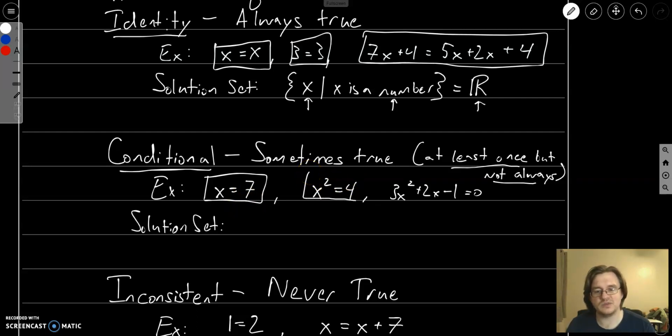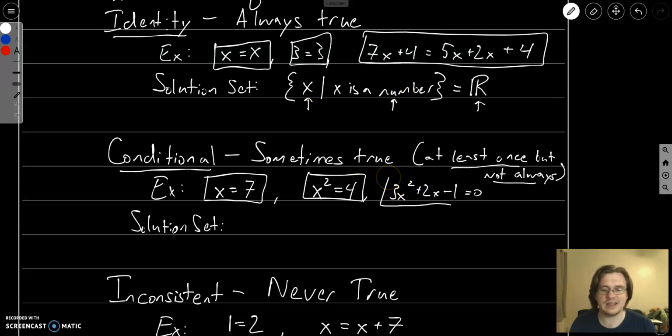This next equation, we can see, okay, this will be true when x is 2, but it's not true when x is 100. 100 squared is certainly not 4. This has more than one solution, though. This has two solutions, when x is 2 or when x is negative 2. So this is an example of an equation that has more than one solution, but not infinitely many.